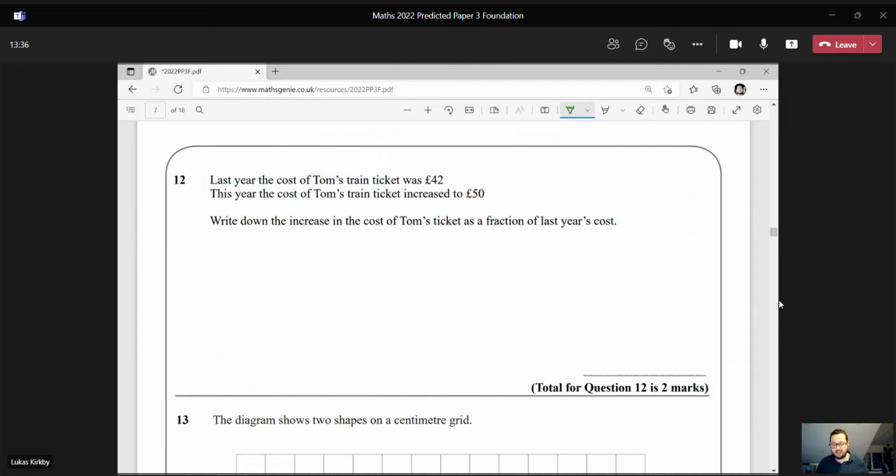Okay, number 12. Last year the cost of Tom's train ticket was £42. This year the cost of Tom's train ticket increased to £50. Write down the increase in the cost of Tom's ticket as a fraction of last year's cost.